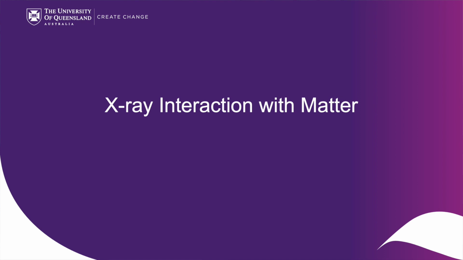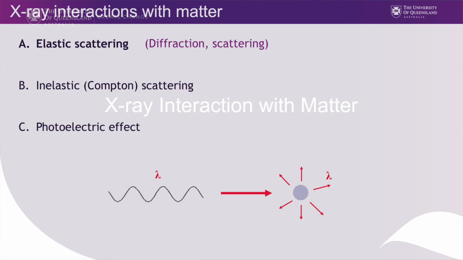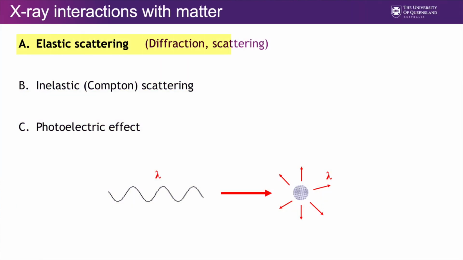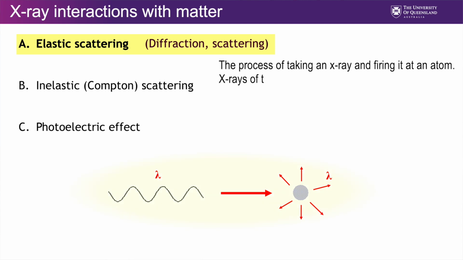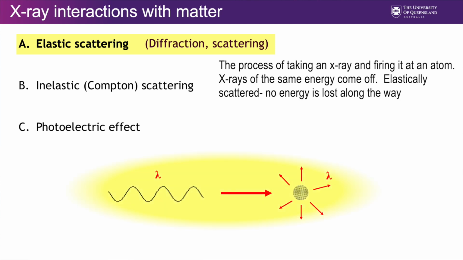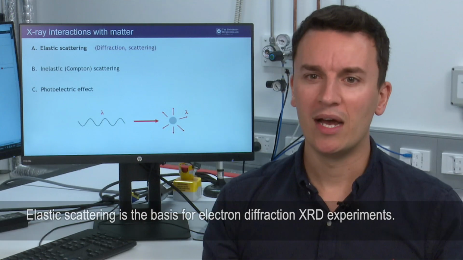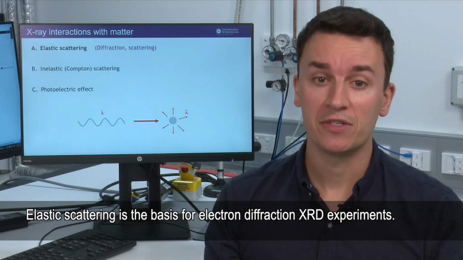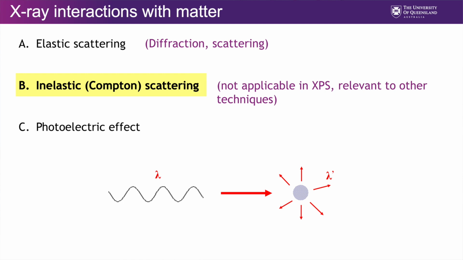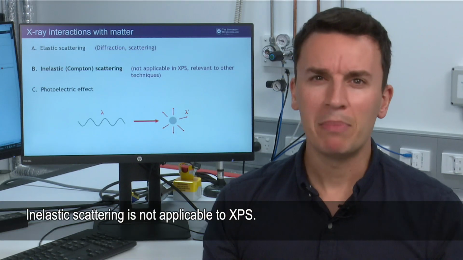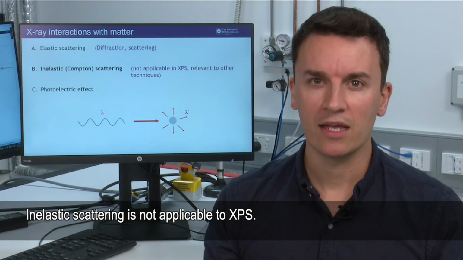We can consider how X-rays interact with matter. Firstly, we consider elastic scattering. So that's the process of taking an X-ray, firing it at an atom, and then X-rays of the same energy coming off. So they're elastically scattered, no energy has been lost along the way. This is the basis for diffraction or XRD experiments. Secondly, we can consider inelastic or Compton scattering. So this is when the X-rays that come off have lost energy. This isn't applicable to XPS, but for other techniques it can be relevant.